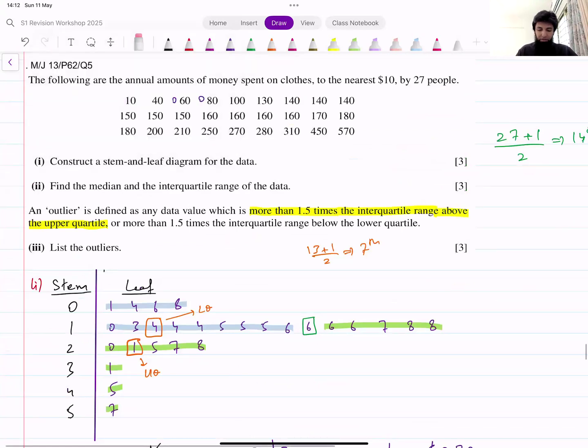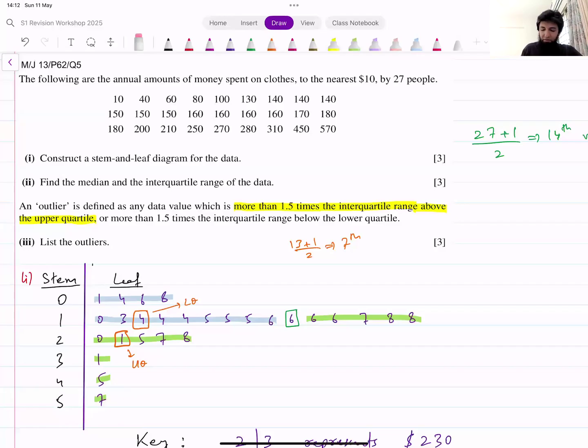Okay, so we've got this data. These are amounts of money spent, to the nearest $10, by 27 people. Construct a stem and leaf diagram for this. Now, let's think about this. Remember, in the stem and in the leaf, you can only have 1 digit.